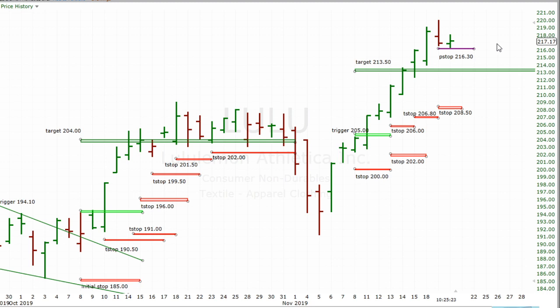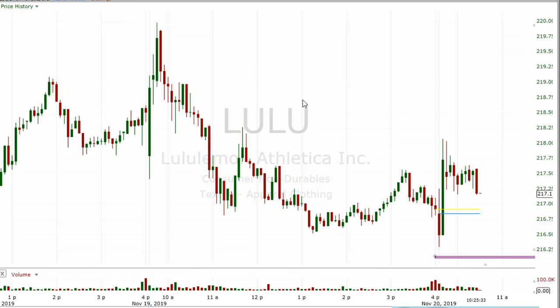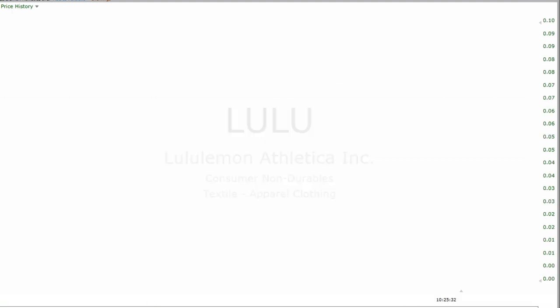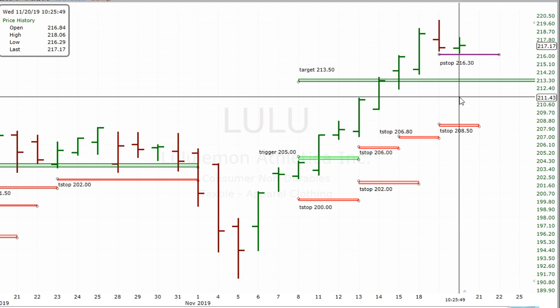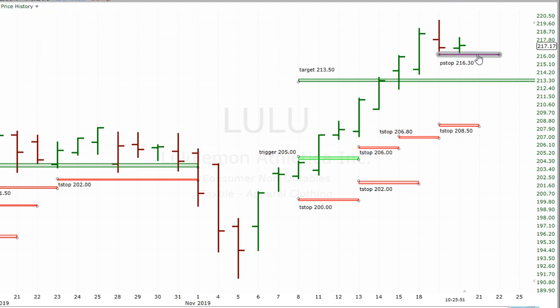Now sometimes like today, the parabolic stop got hit by 1 penny, right? Let me see what the 5 minute looks like here. Yeah, basically right at the open, boom. If you had a hard stop in at the parabolic stop, it would have taken you out at 216.29, and so let me move that. There we go.